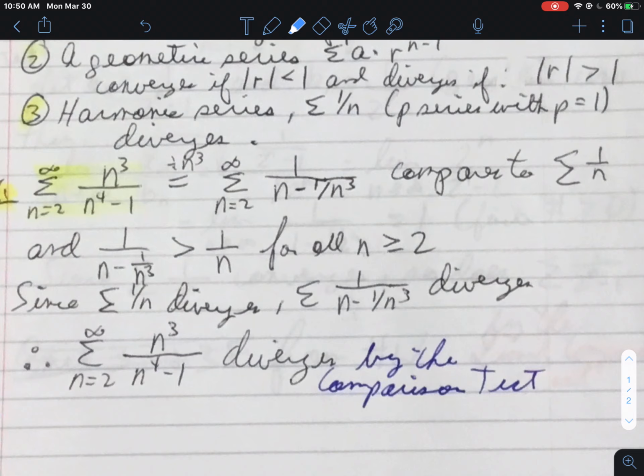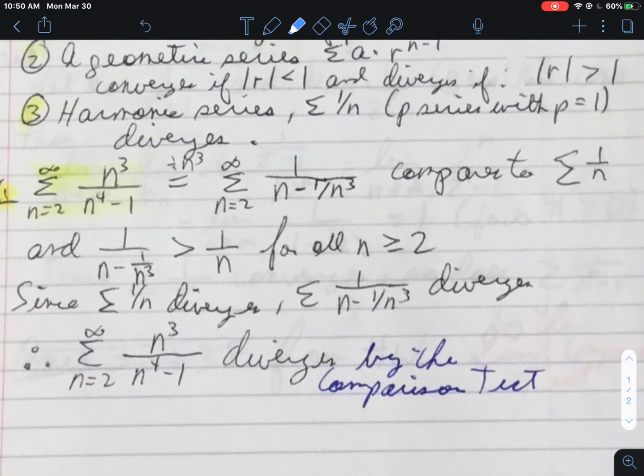And since the series 1 over n is divergent, that's our harmonic series, then our series must also diverge, because the terms of our series are always larger than the terms of that harmonic series. So therefore, the sum as n goes from 2 to infinity of n cubed over n to the fourth minus 1, which is our original series, is a divergent series by the comparison test.